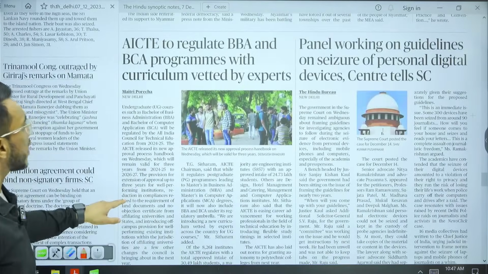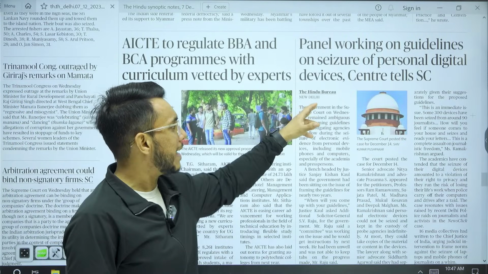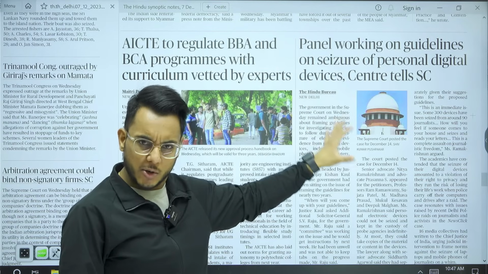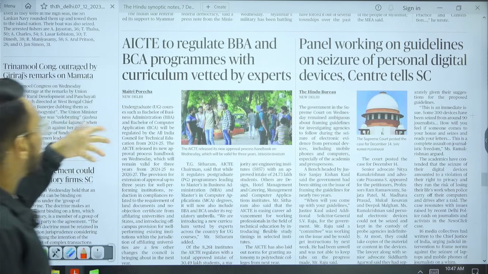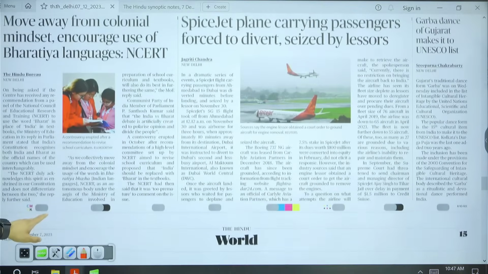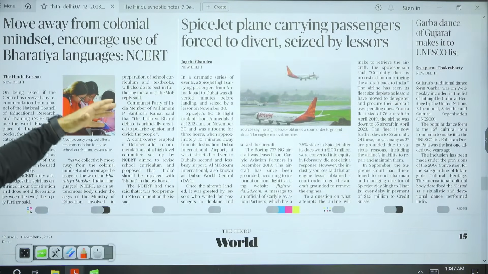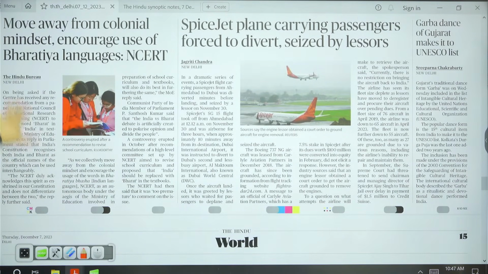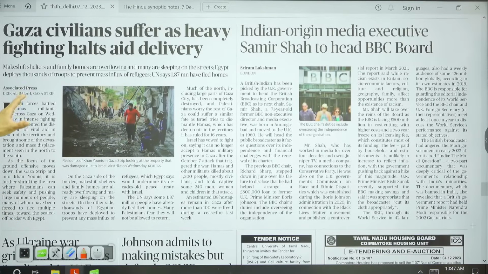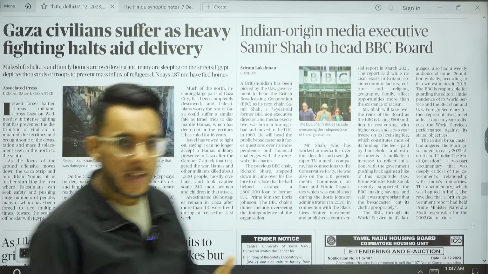Then further moving on, here we have an article, panel working on guidelines on seizure of personal digital devices. We'll take this particular article, as it has been in the news for many days. AICTE to regulate BBA and BCA programs with curriculum vetted by experts. Then, SpiceJet plane seized by lessors, not important. Move away from colonial mindset, encourage use of Bhartiya languages. Then on the world page, guys, Ukraine, Gaza, and how Ukraine is still pounding up the Gaza.